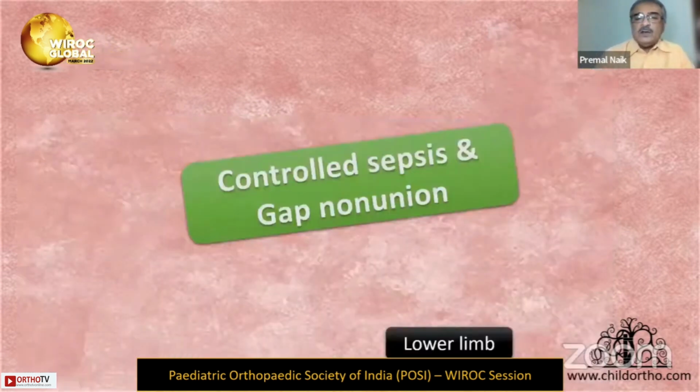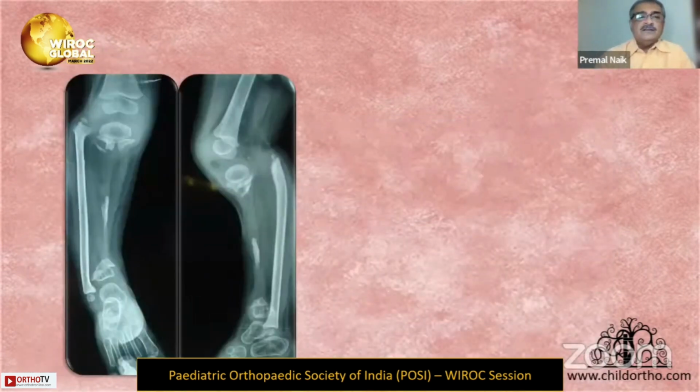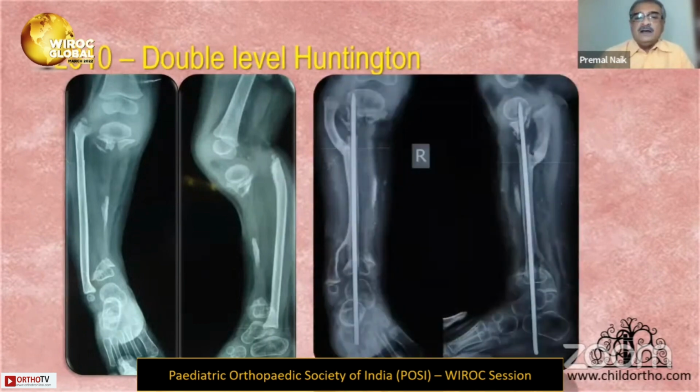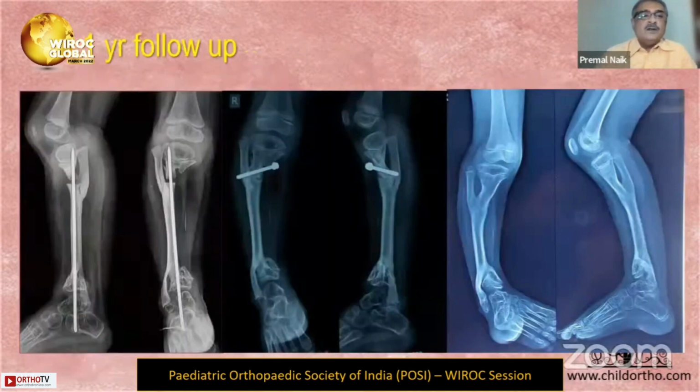Let me take you to a little longer example of Huntington, the same girl which we saw earlier. She had a Huntington's procedure done. I could get the union on the first side. You can see it is very well balanced. There is no deformity. At 1 year follow-up, she had developed non-union at the proximal end, for which she had bone grafting and screw fixation, following which she healed well.